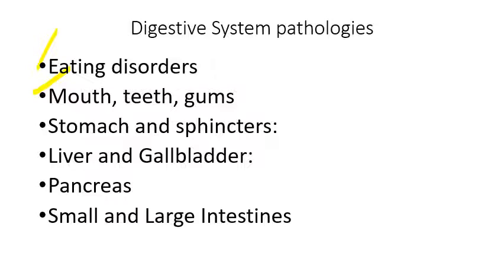We'll talk about problems with the stomach and the sphincters. Acid reflux, for instance, is a problem with the cardiac sphincter. We'll talk about problems with the liver and the gallbladder. You've probably heard of gallstones. That's a common problem where these little things form in the gallbladder. Talk about some problems with the pancreas. Talk about problems with the large and small intestines.